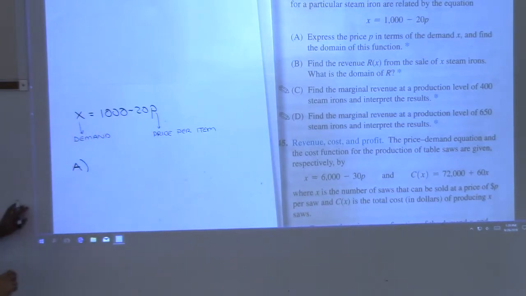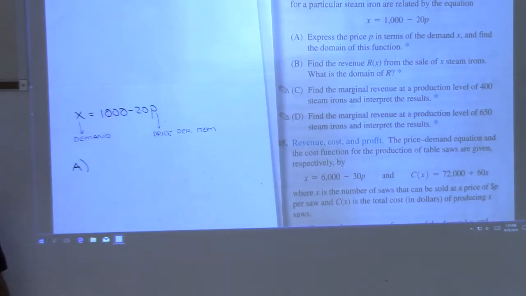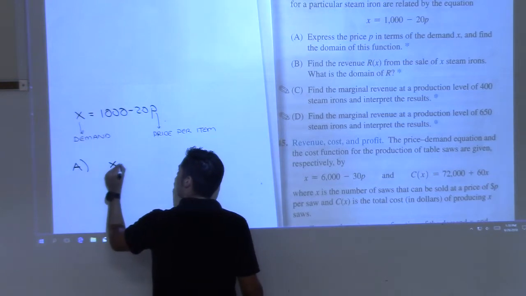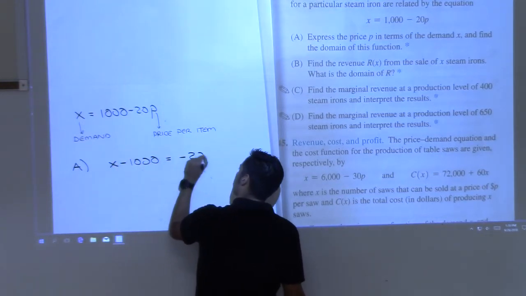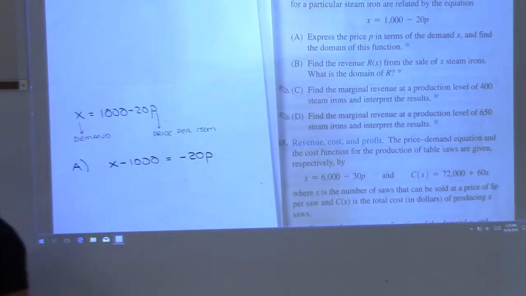Part A is saying express the price in terms of demand. All that's saying is to solve for P, to take this equation and solve it for P. Can we do that? Why don't we subtract 1,000 on both sides of that equation first? Wouldn't it be easier because it's negative 20 to move the 20 over and then the x over? It's up to you. It's all going to come out the same.